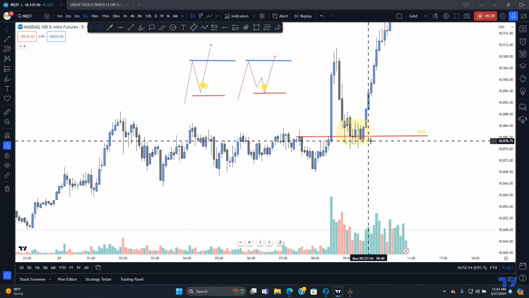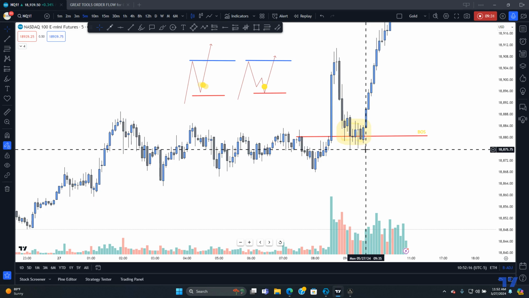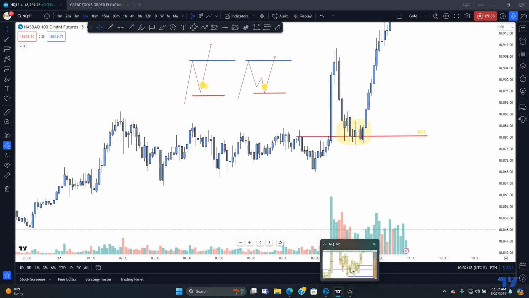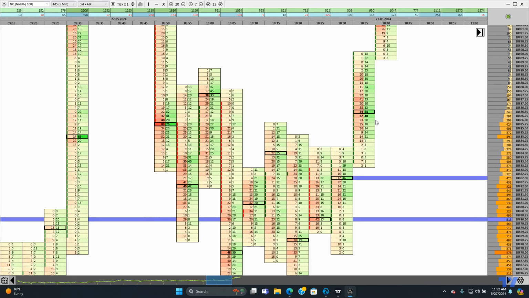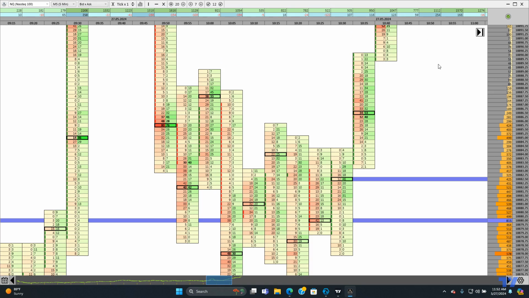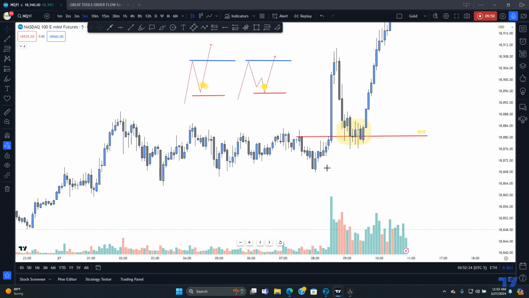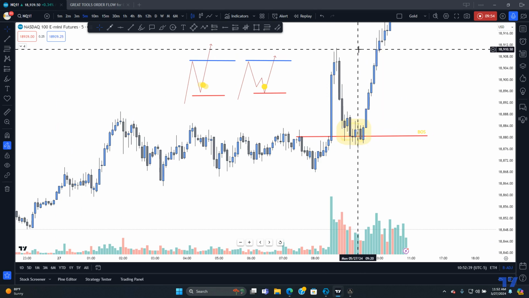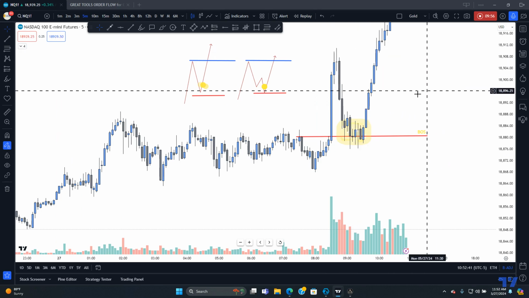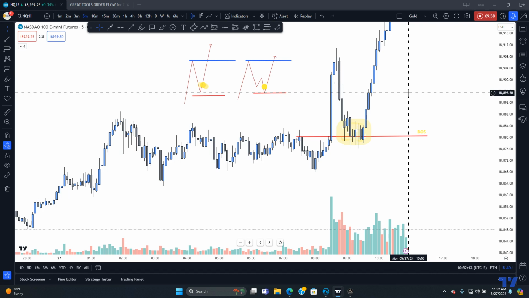So 9:35. This candle at 9:35 is the same one right here. It's just one hour ahead, but this is 9:35. We pull the trigger and we get into the move all the way to the next higher high. And this is pretty much the setup.